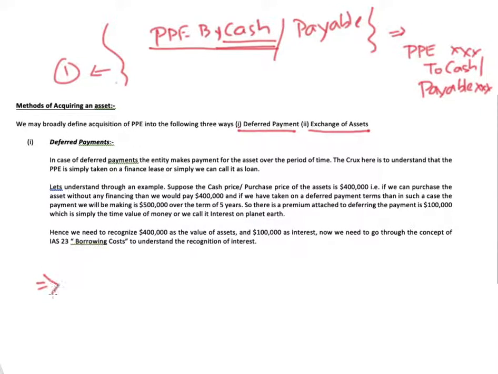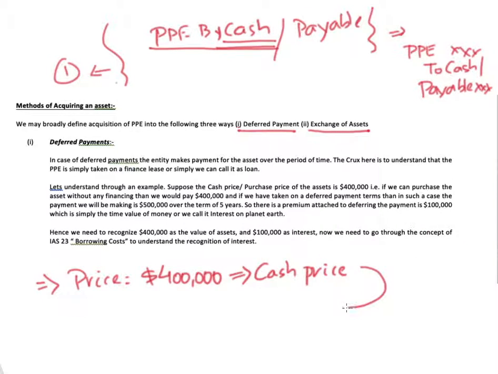Suppose I'm going to purchase an asset. The price of the asset is $400,000. If I'm going to purchase it now and pay the cash now, I will pay $400,000. That we call the cash price.